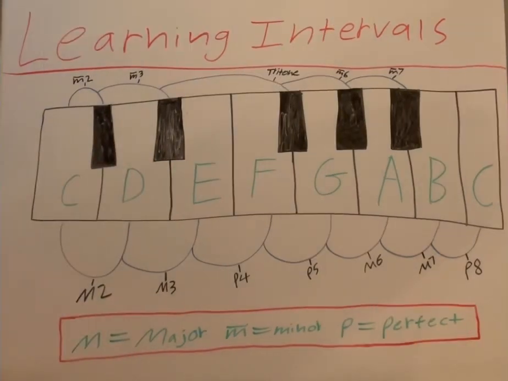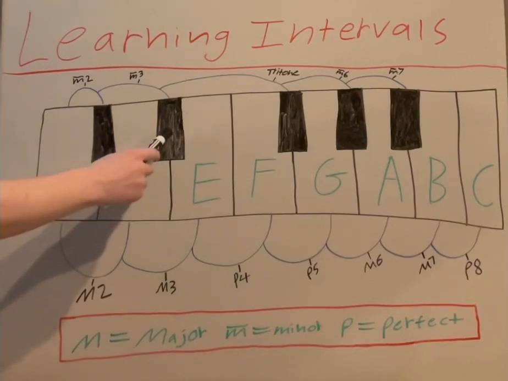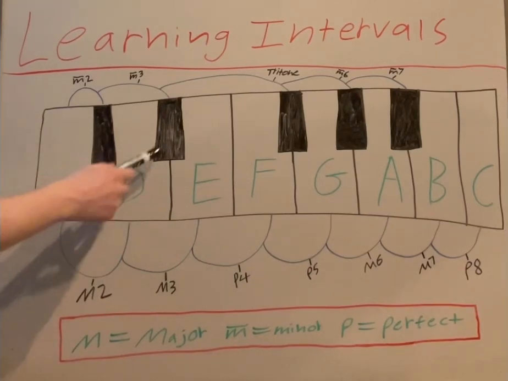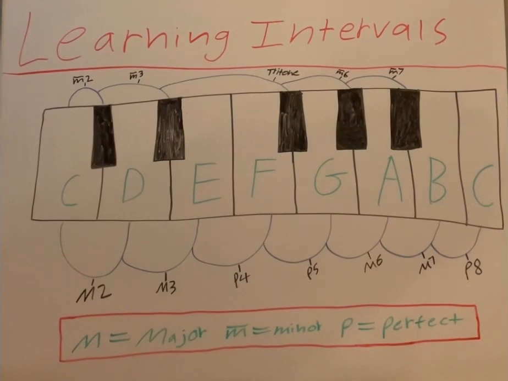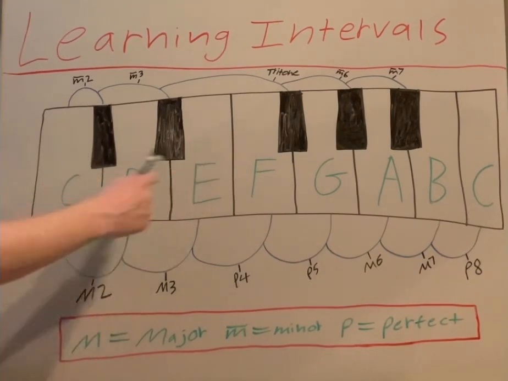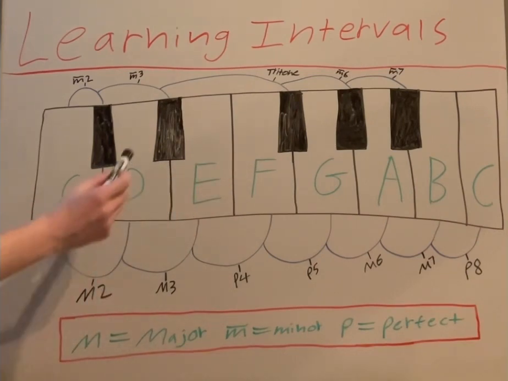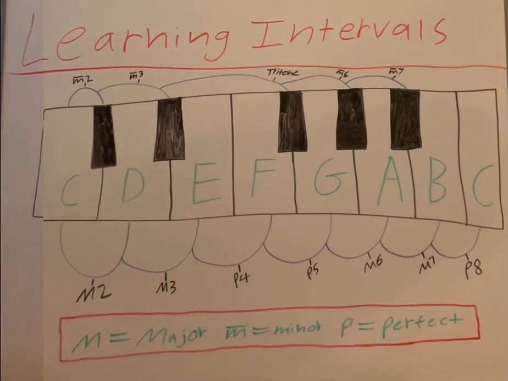So I just want to mention a couple things before we end for today. This is all relative to where we begin. So going from D to E flat, we would call a minor second. Just the same that we would call C to D flat is a minor second. So it's not about the note names themselves, it's about the distance between the keys.